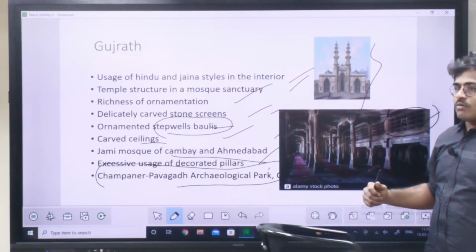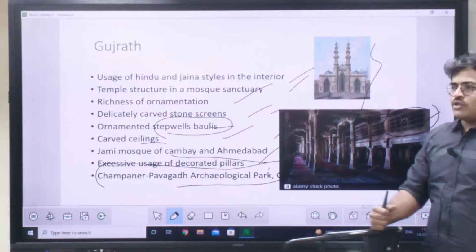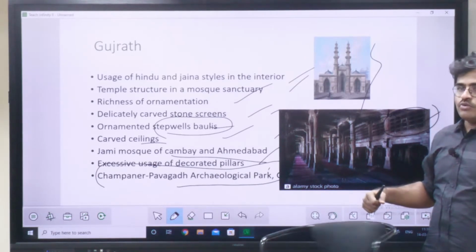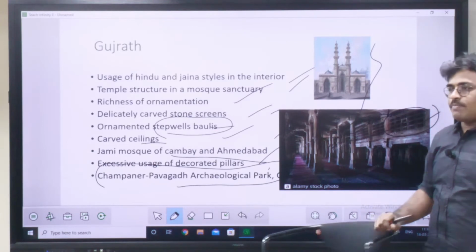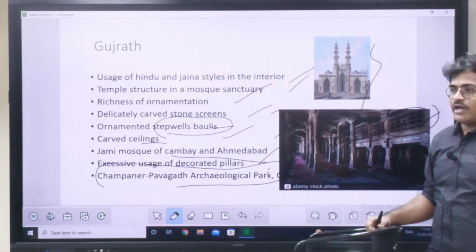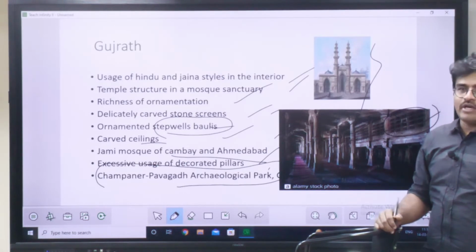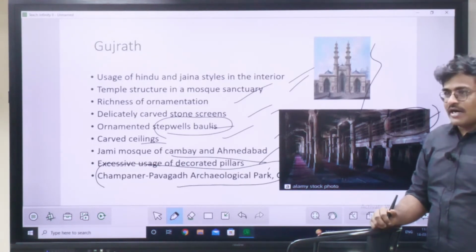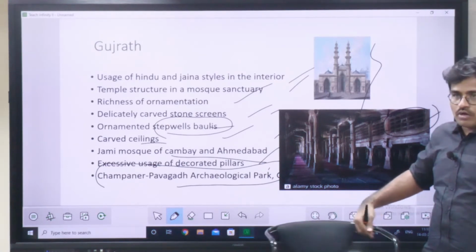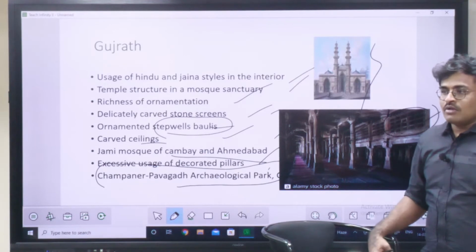You know about this ruler called Muhammad Begada? Any idea? A person who had a huge appetite. He used to consume nearly a full sheep or goat, and that too only one time a day. A very huge personality also, with a large mustache. I didn't talk about him, but that person is the one who constructed this Champaner-Pavagadh.